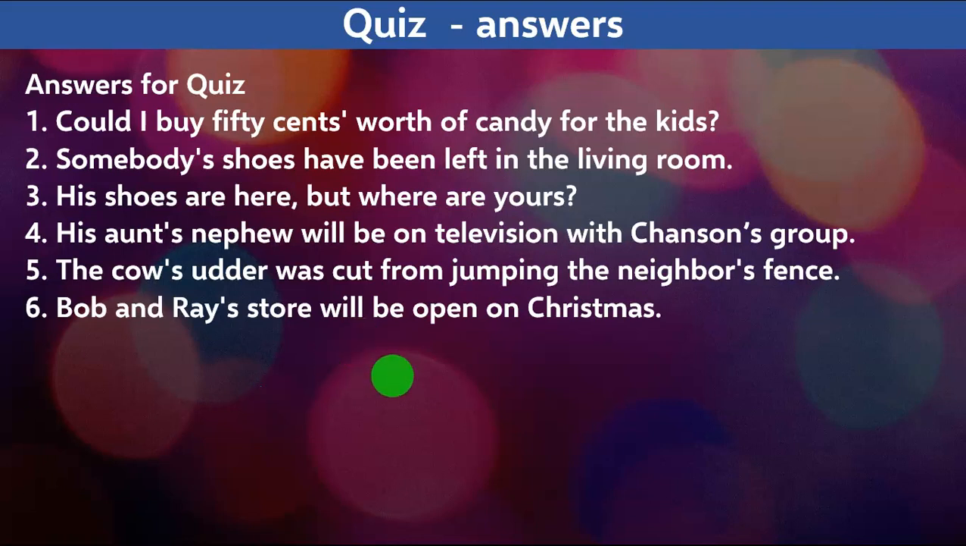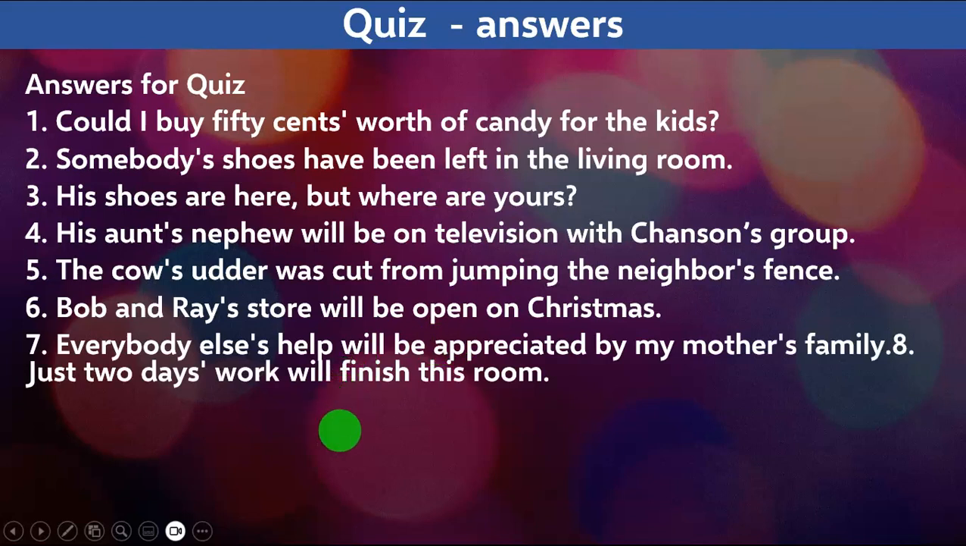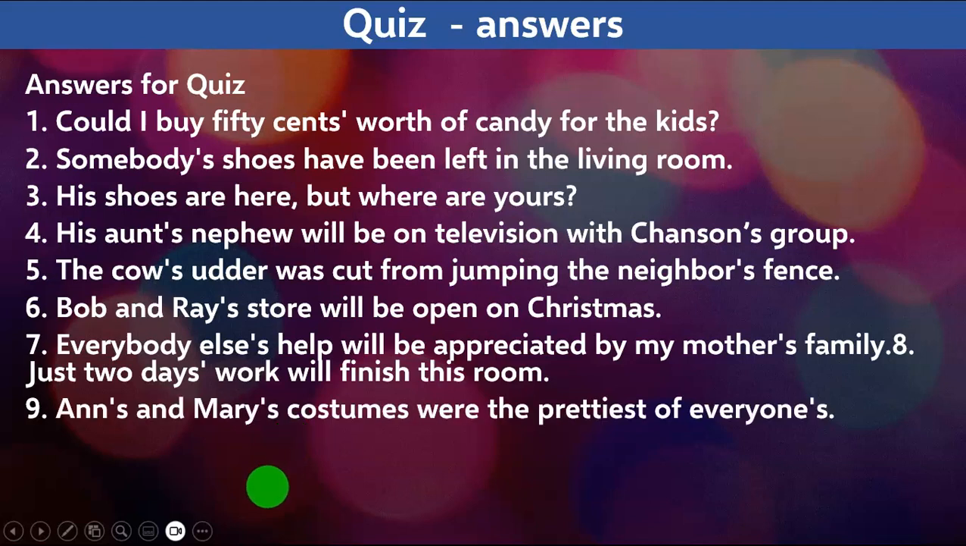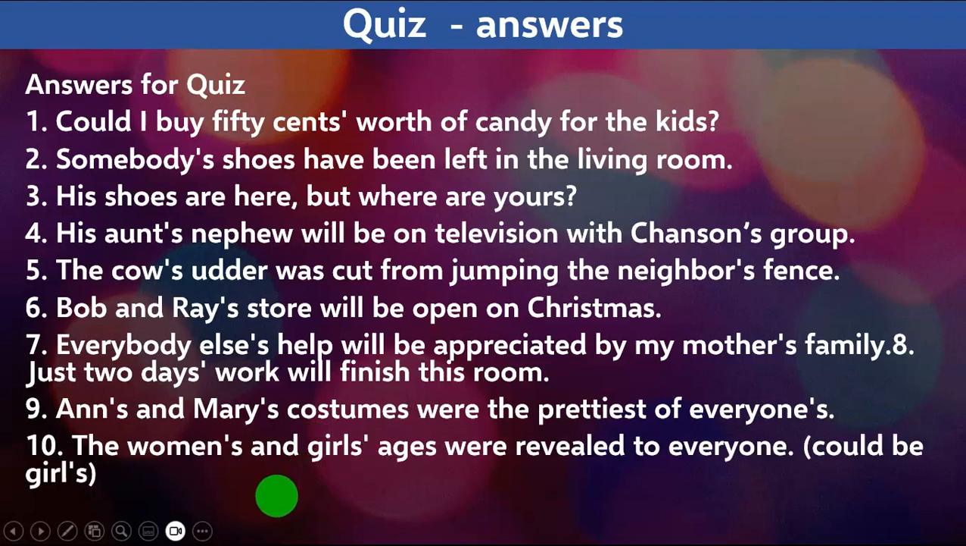Number 6. Bob and Ray's store will be open on Christmas, right? Because there are 2 people here. I think this was rule number 7 if I'm not mistaken. Number 7. Everybody else's help will be appreciated by my mother's family. And number 8. Just 2 days' work will finish this room. Number 9. Anne's and Mary's costumes were the prettiest of everyone's, right? Anne's and Mary's, you have an apostrophe here, and with everyone's. And number 10, the women's and girls' ages were revealed to everyone. Okay, could be girls' also, right?